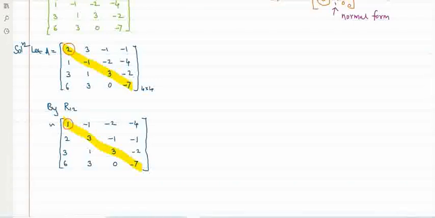After getting the element A11 to 1, the next step is to reduce the elements which are below A11. These elements I am circling. You have to reduce these elements to 0 by using this element, that is R1. So corresponding to 2, what is the transformation? This 2 I have to reduce to 0.